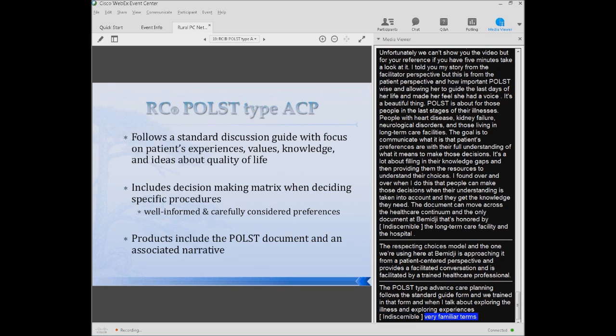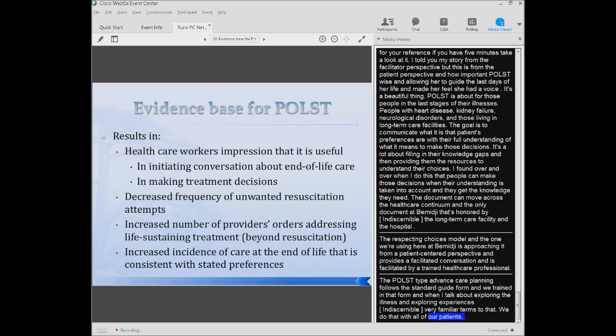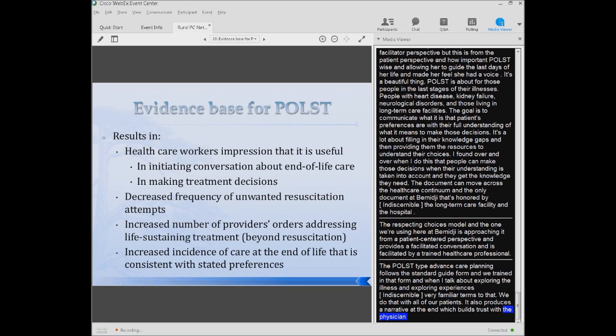And then it also produces a narrative at the end, which builds trust with the physician. They get the document, it talks about CPR, whether they want it or not, and they've got documentation about that.